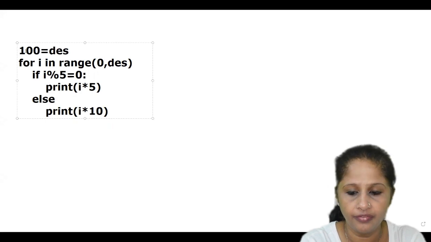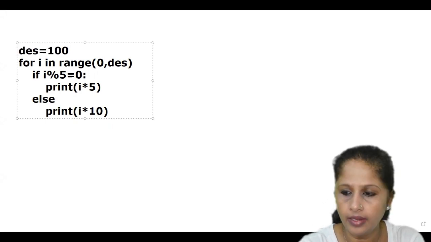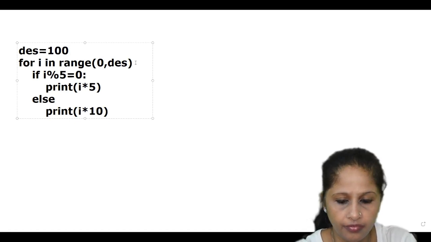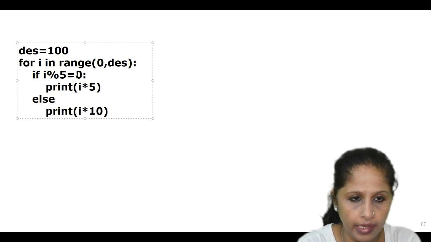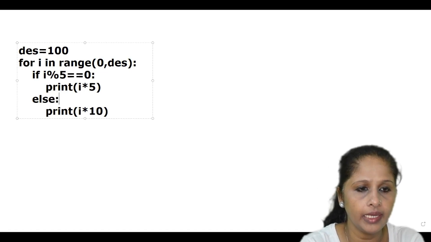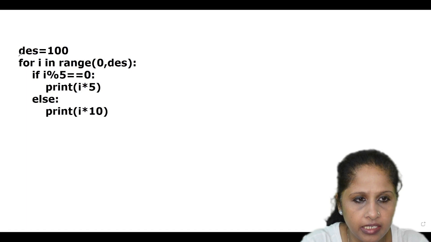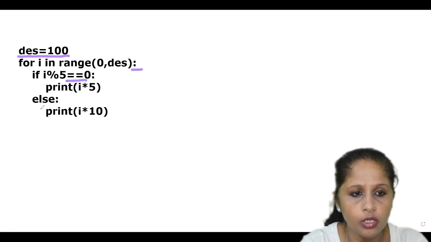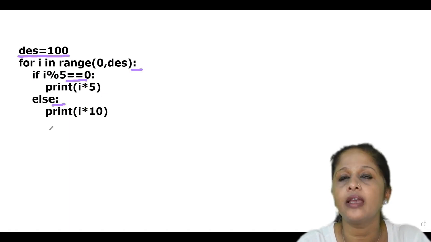So here we have to change it as DES equal to 100. Then in the next line, here we have to give a colon. Then in the third line, we need to give an equal to. Then here we have to give again a colon. Let's underline it. So the first change I made here. Then in the second line we have given a colon. Then in the third line 1 equal to. Then here one more error. So this is the corrected code.